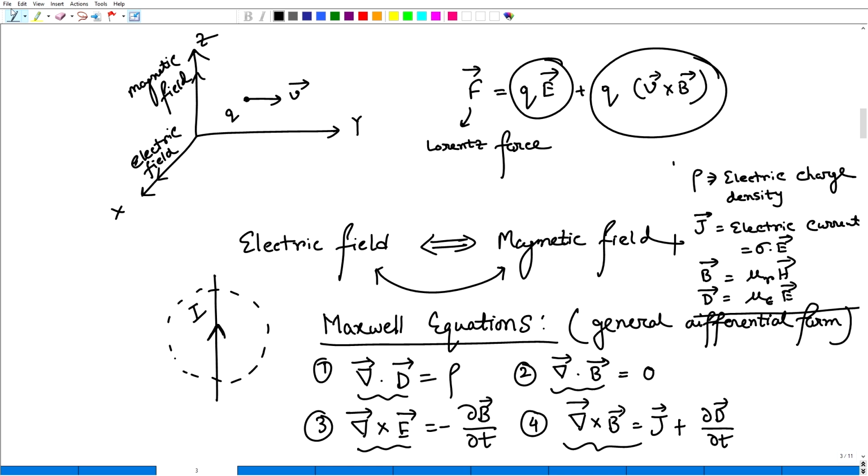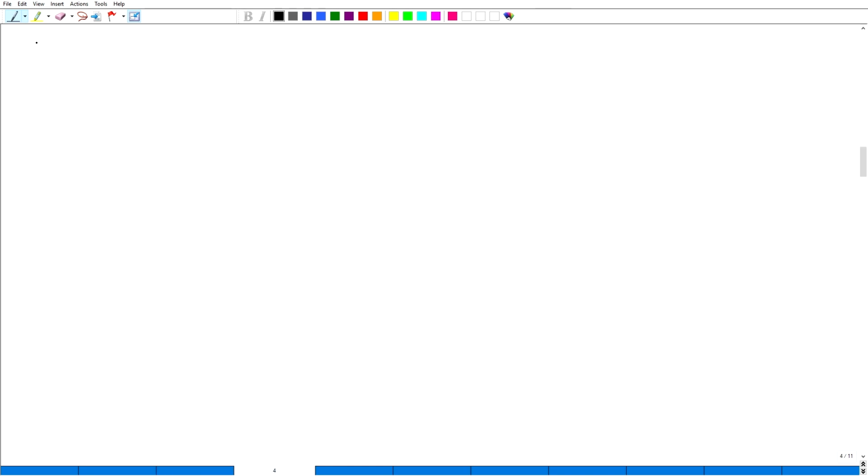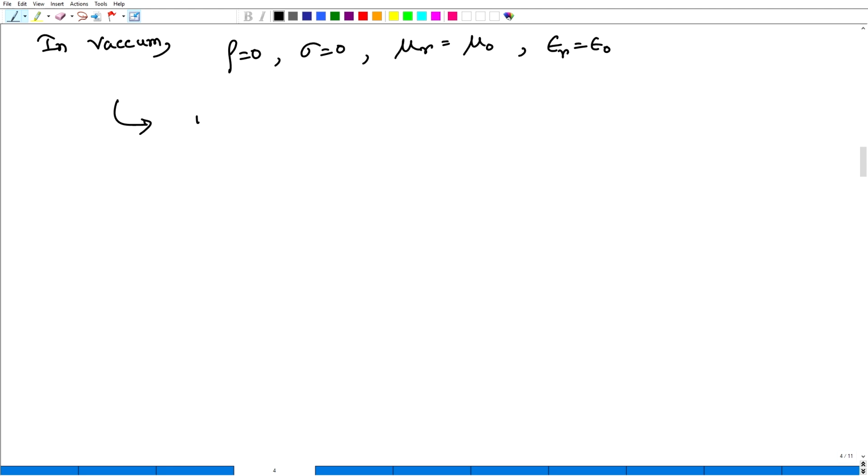Okay, so this is our equation, but now we will study the Maxwell equations in vacuum. In vacuum our rho is 0, sigma is 0, and we can write mu_r equals mu naught. This is actually relative permeability, this is relative permittivity, and in vacuum it is mu 0 and epsilon 0. So, in vacuum our Maxwell equations will be much simpler. So, what will be the 4 equations now?